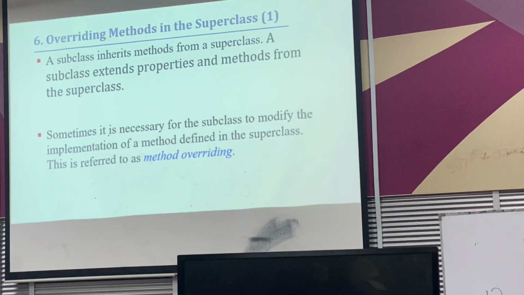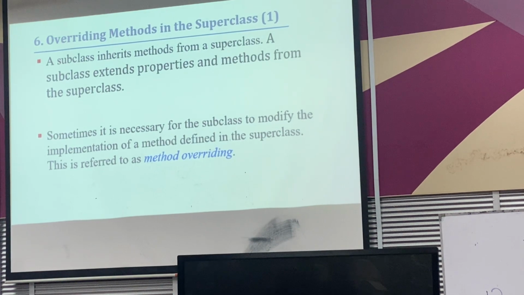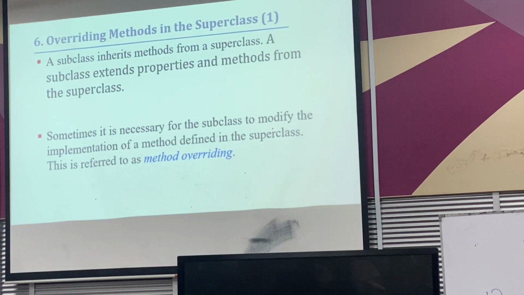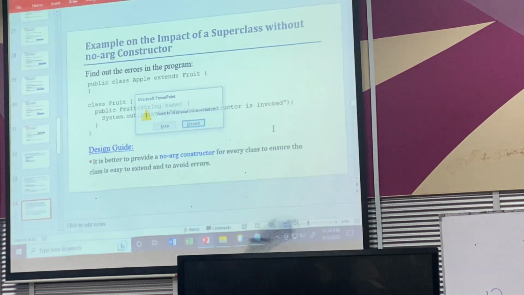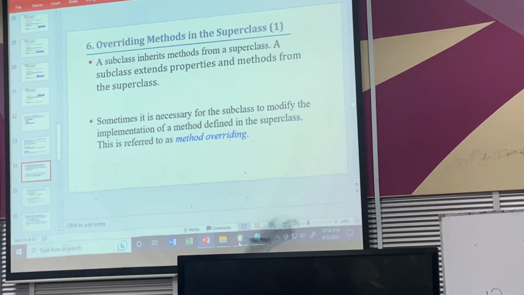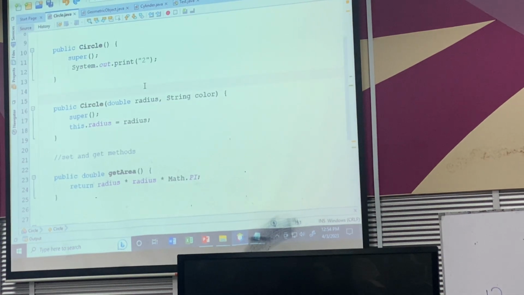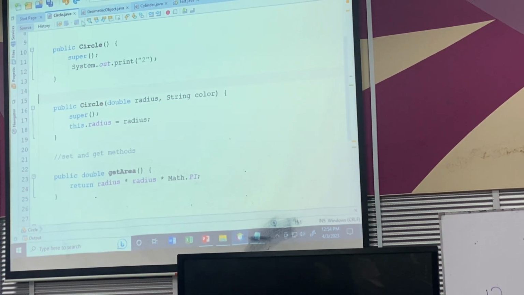Okay, next one. Subclass inherits methods from the superclass. Subclass extends properties and methods from the superclass. This one we mentioned already. Sometimes it is necessary for a subclass to modify them. Now this part. Just now we mentioned that everything declared as public is already inherited. Right? Now try to look at the circle.